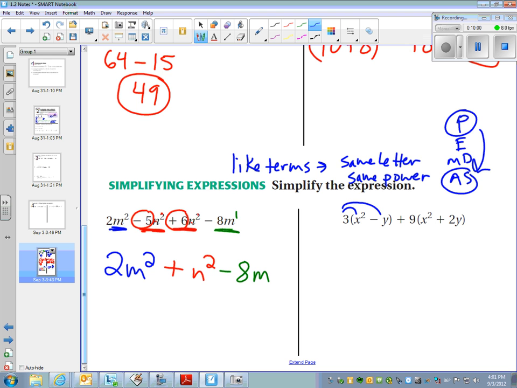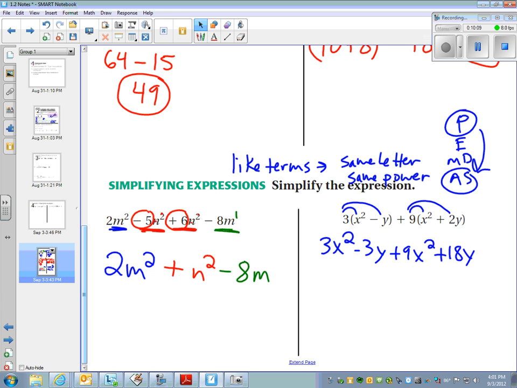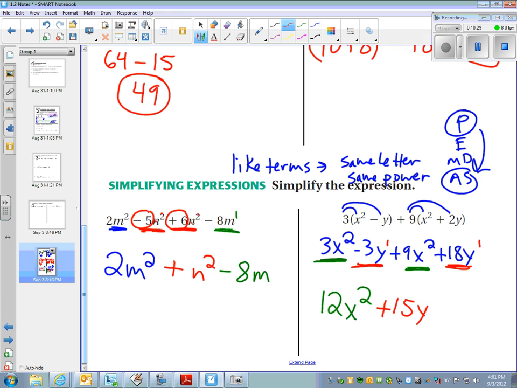So we distribute this, 3x squared minus 3y. Distribute the 9. Okay, now I can look for like terms. This has an x squared. Same letter, same power. This has an x squared. So combine those and we get 12x squared. This has a y with a 1 power. This has a y with a 1 power. Combine like terms. And that, my friends, is a final answer.